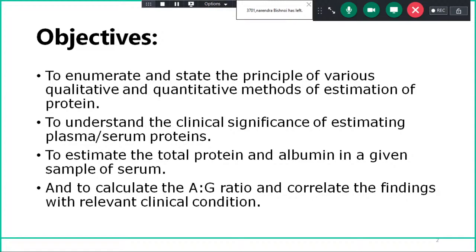Okay, so the objective of today's class is to enumerate and state the principle of various qualitative and quantitative methods of estimation of protein, to understand the clinical significance of estimating plasma and serum protein, to estimate the total protein and the albumin in a given sample of serum, and in the end we will calculate the AG ratio and correlate these findings with relevant clinical conditions.